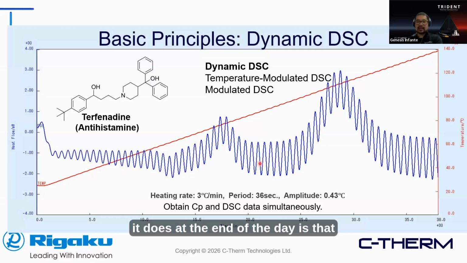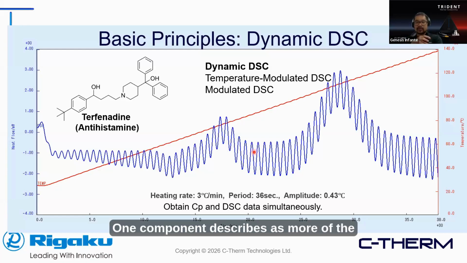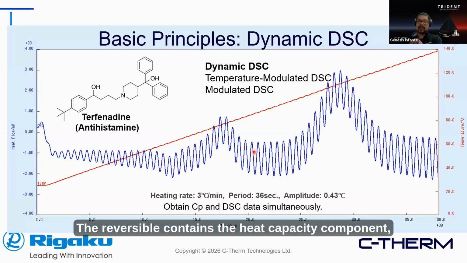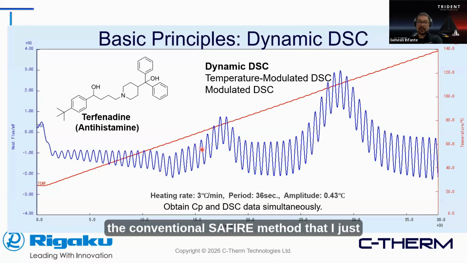And what it does at the end of the day is that it offers really the advantage of obtaining two separate components in this run. One component describes the reversible and the other the irreversible. The reversible contains the heat capacity component, and the irreversible would be the more kinetic component of the reaction. And you can do all of that in a single measurement, which is typically harder to do with the conventional sapphire method that I just described.